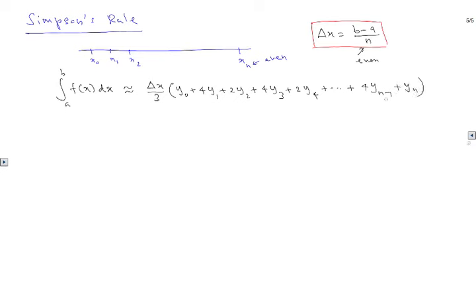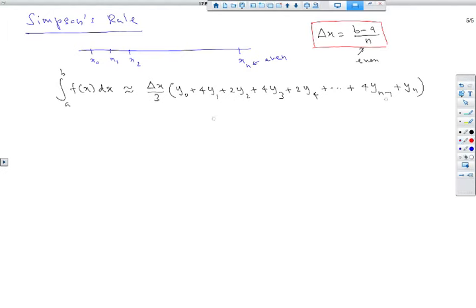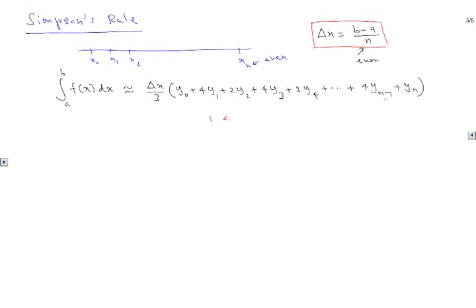So the pattern here is 1 4 2 4 2, like that, and it finishes with 4 and 1. That's the pattern: 1 4 2 4 2 4 1. So yeah, this is the Simpson rule.